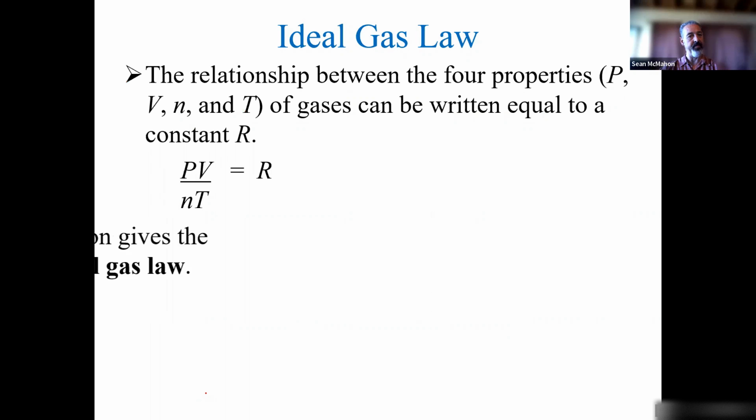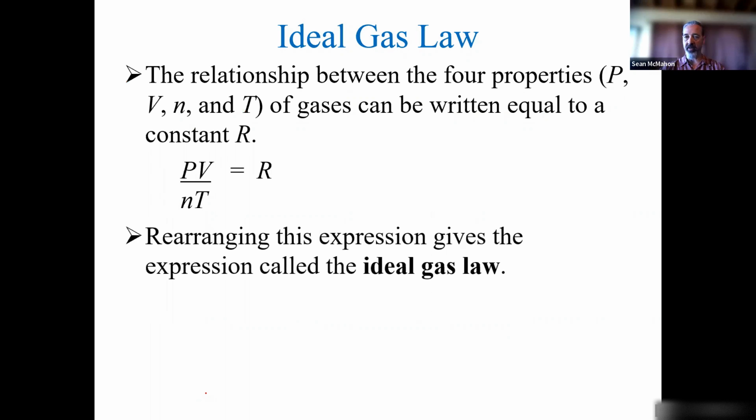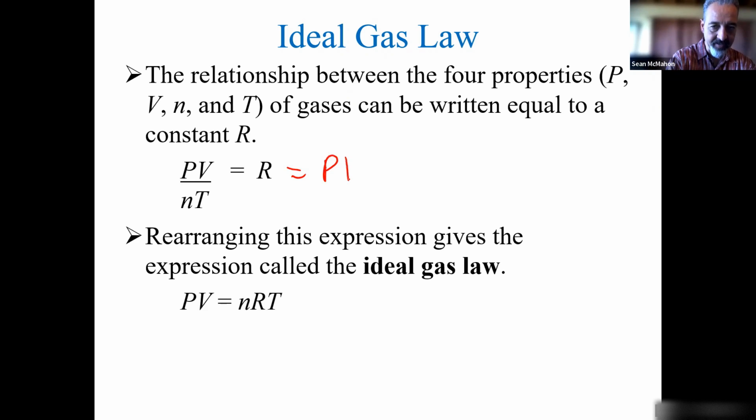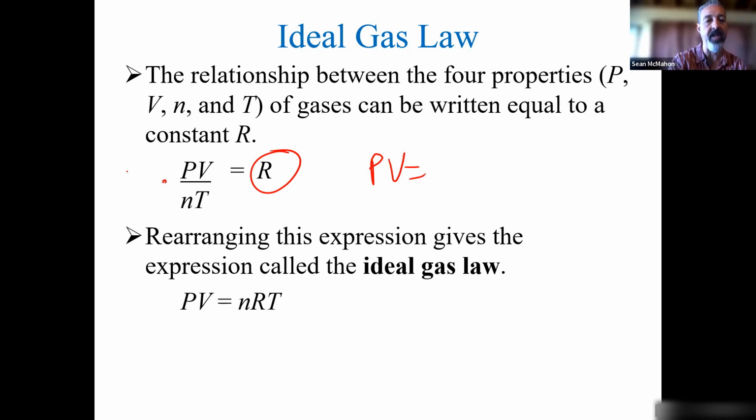So what are we going to do? Well, we're going to rearrange it to make it look nice, but really, this goes back to what I was saying. PV over NT always equals a constant. So I could have these initial conditions and final conditions. But if I don't have a change in conditions, let's say there's no change, so I can't really use that. I can just set it equal to this constant, and I could rearrange this by multiplying both sides by NT.